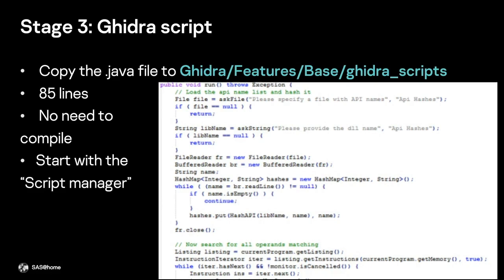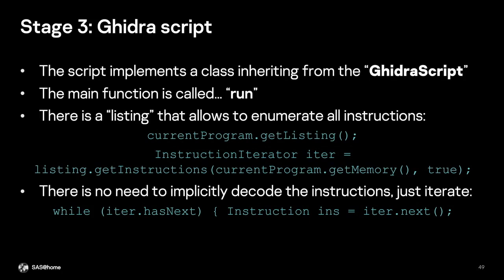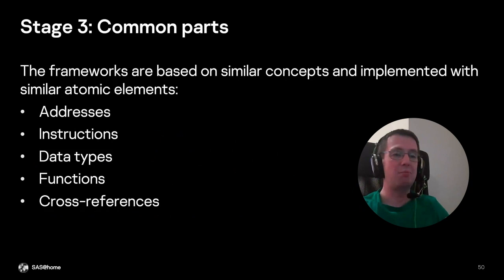The implementation details are also pretty simple. There is also a function called run. You implement it in a class you inherit from GhidraScript. You have several iterators. You have an iterator for the listing, and you use it to get all the instructions. Then you go over all the instructions, and, well, that's it. It's very amusing that both tools are based on the same concepts. These are just addresses, instructions, data types, functions, and references, all kinds of references. So if you are familiar with one tool, you will most likely have no problems writing any kind of code for the other one.